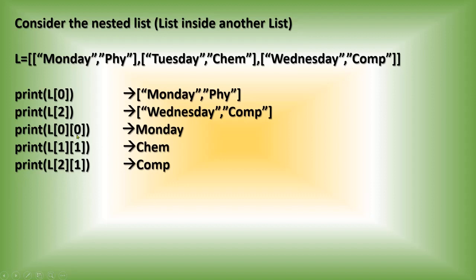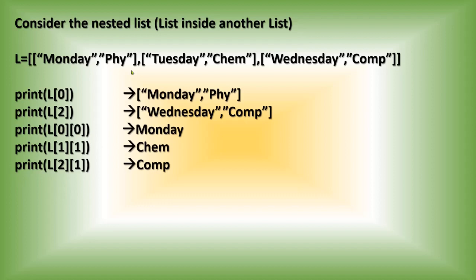And I told you, you can use 2 subscripts. If you are using a nested list, then you can use 2 subscripts along with the list. L of 0, 0. L of 0 means this is the first list, that is Monday, physics. And L of 0, 0 means the first element in that list. First element in this list is Monday.